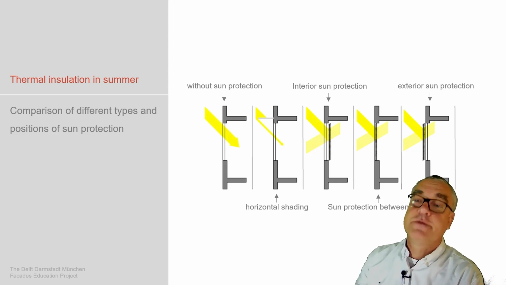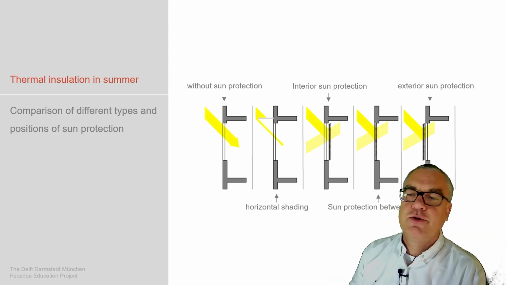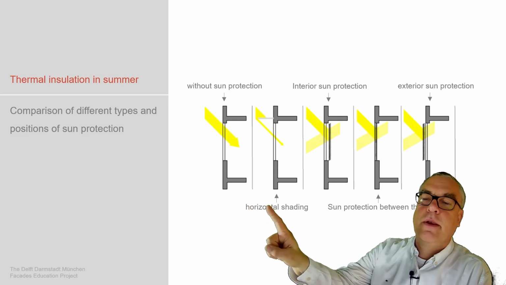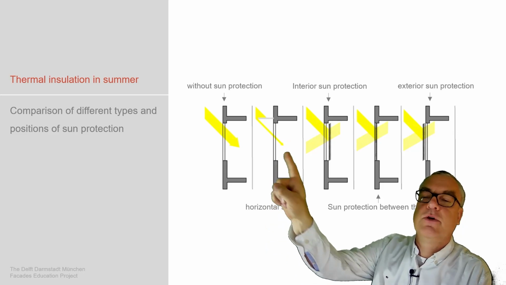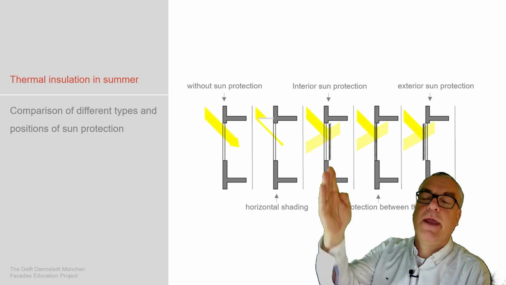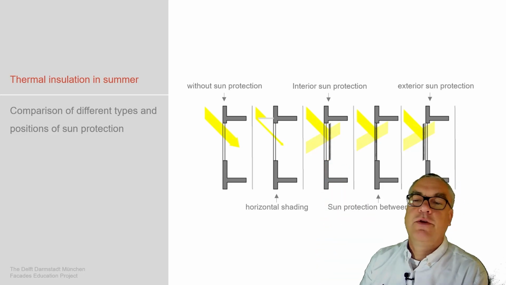Comparisons of different types of sun protection. This is the way to secure that there's not too much sun getting into our system. No protection, horizontal shading, a brise soleil, as we say in architecture. So we see that horizontal shading blocks it off. We see an inner shading. We can also identify already that there's a lot of energy getting into the system and not blocked.